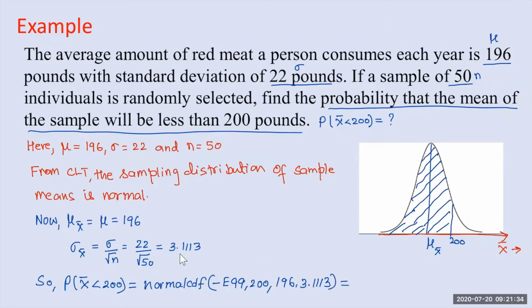So if we perform this calculation with normal CDF in our calculator, you should get the result, which is 0.9007. Make sure you check that in your calculator. So that is the probability that the mean of the sample will be less than 200 pounds.